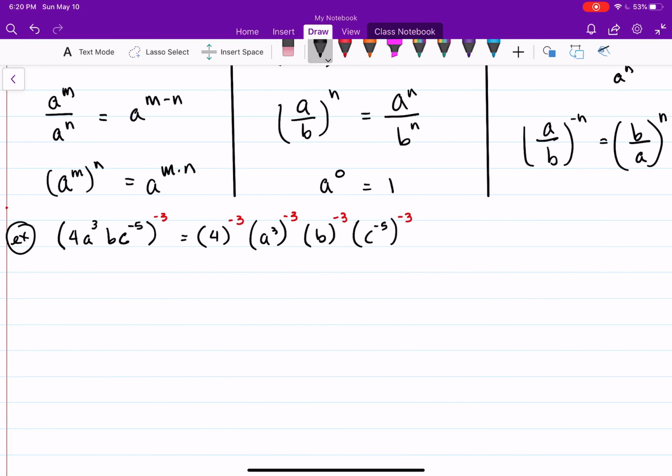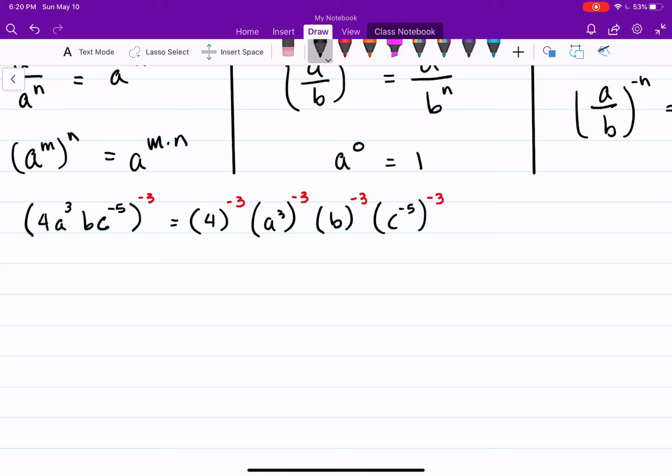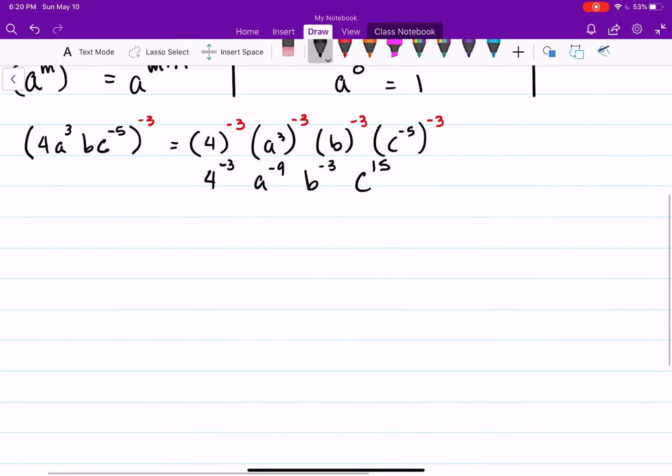So now I have here 4 to the negative third. That stays. A to the negative ninth, because I got to multiply the power. B to the negative third. And C to the positive 15th, because I have to multiply the power. Because when I raise the power to a power, I got to multiply them. Okay? So that's step 2. I mean, actually, that's still step 1. Step 2 was to move them, right?